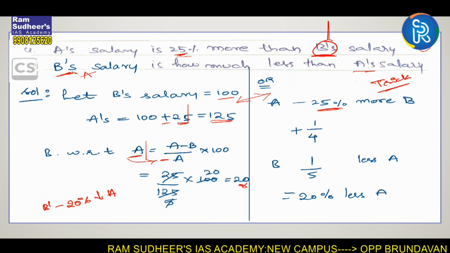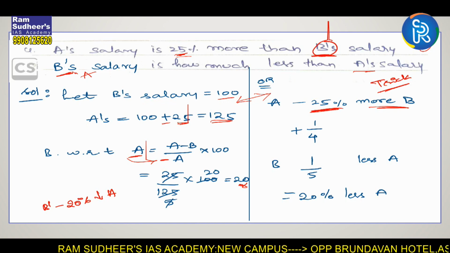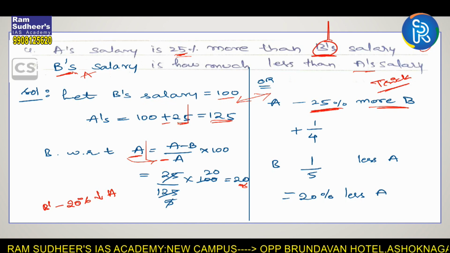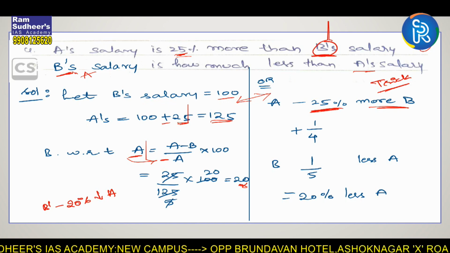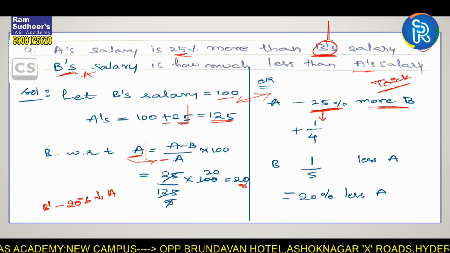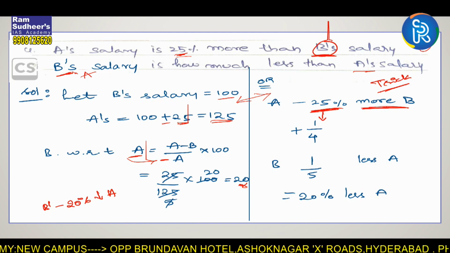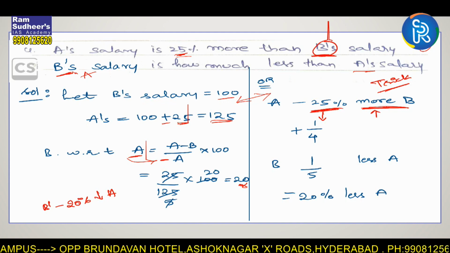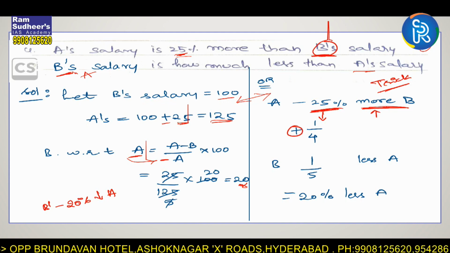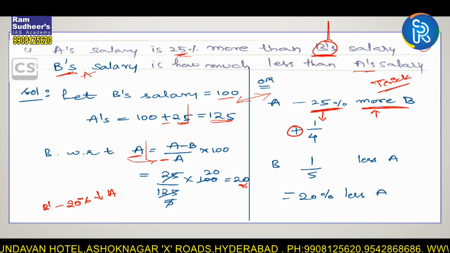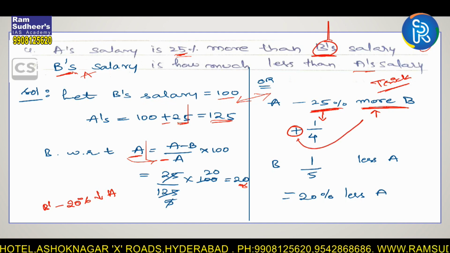Like A is 25% more than B, and 25% from the values I have written on the first slide can be written as 1 by 4, and therefore I have written 25% as 1 by 4. And because it is more, a higher value, A is more than B, I have taken plus. If it is less, I would have taken minus. Because it is more, I have taken plus.